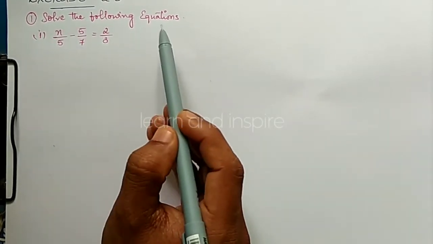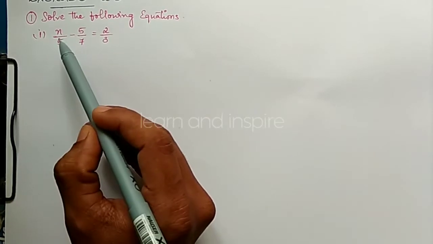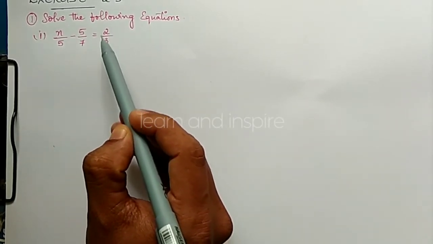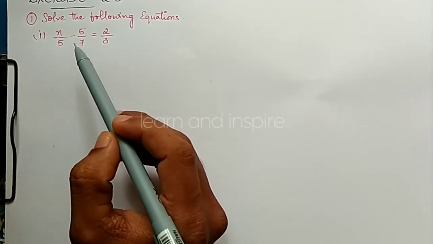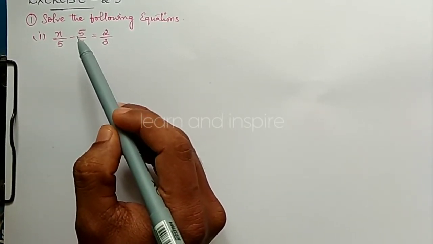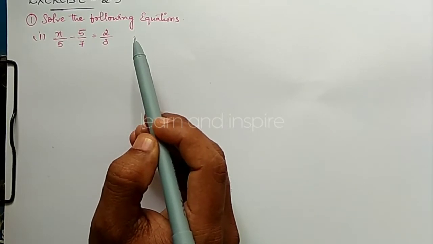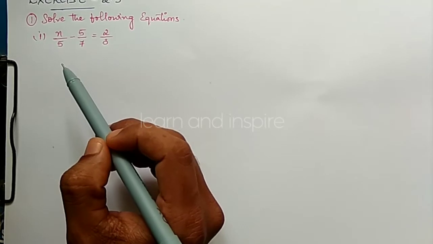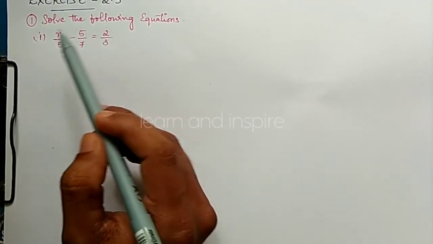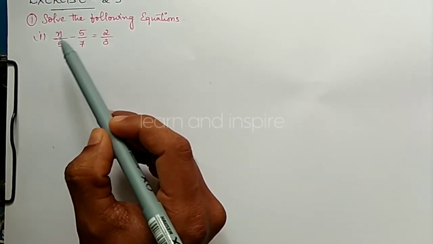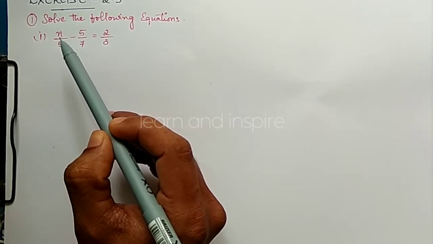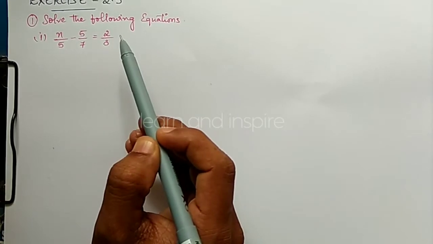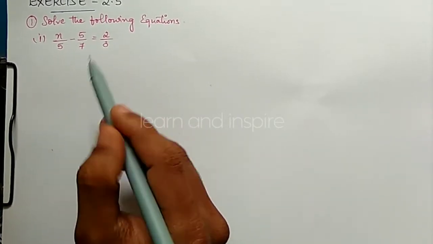Solve the following equations. The first one is n by 5 minus 5 by 7 is equal to 2 by 3. As we all know, all the constants we have to transpose to RHS and the variables to LHS. Here, n is the variable, so we have to find the value of n, and transpose all the remaining constants to RHS. Now let us solve this problem.